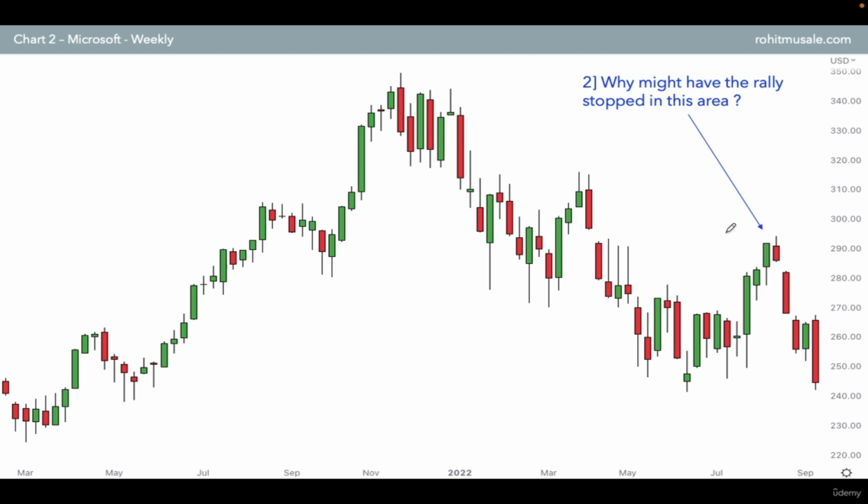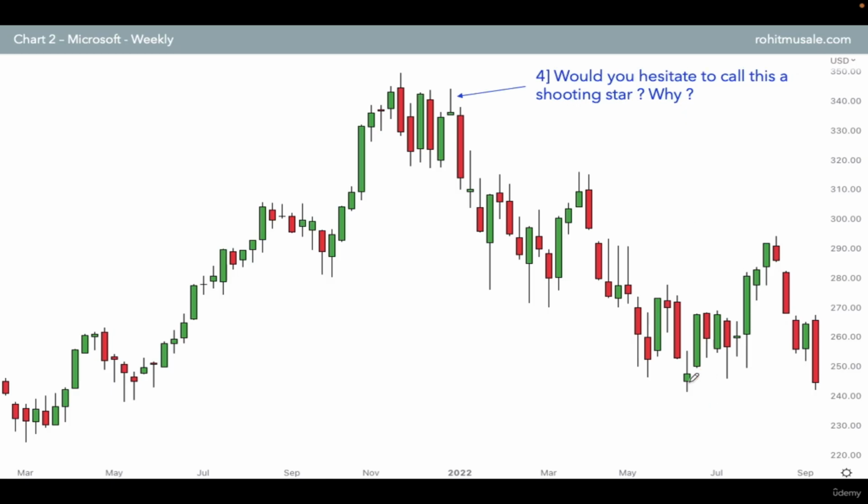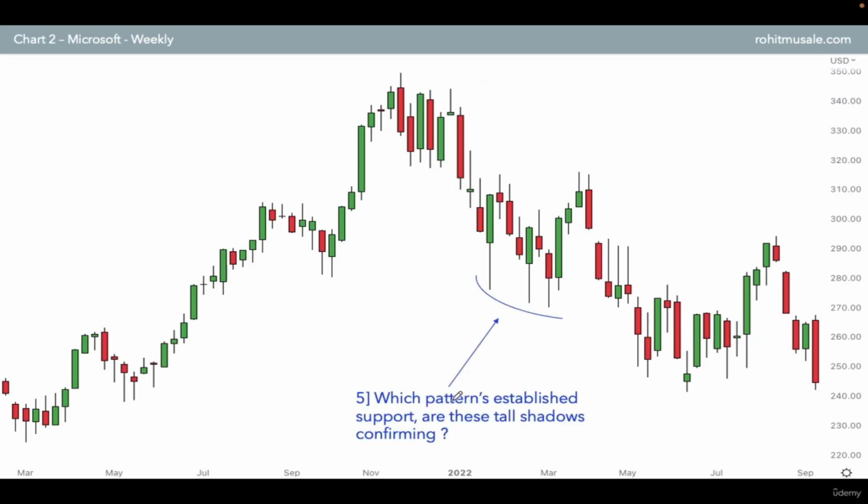So you are looking at this area here. Why did the rally stop in this area? You have to look at the chart and that will give you some clues. Number 3, which pattern does this candle complete and why? So we are looking at this candle. Number 4, would you hesitate to call this a shooting star? Why? So this candle. Number 5, which patterns established support are these tall shadows confirming?